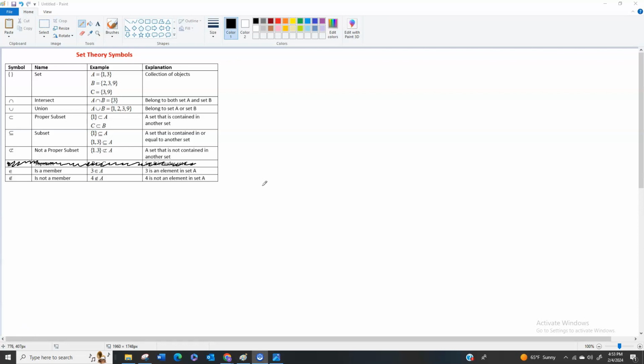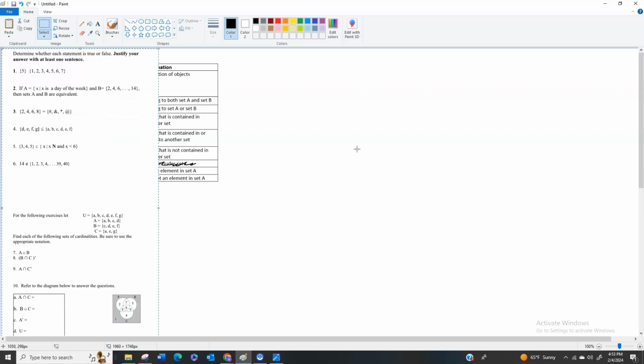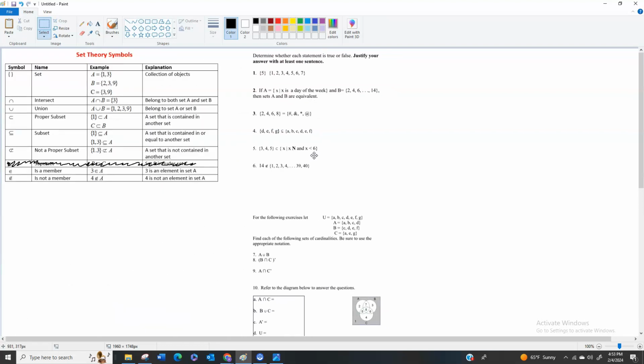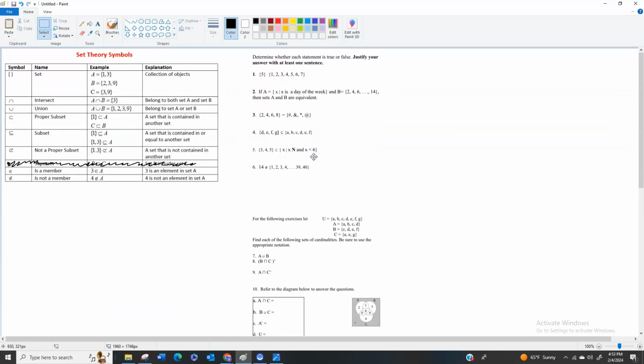So this was the sheet that was shared with me. Hold on a second. I can get it to paste into here. Okay. So I'm just going to go through this real briefly. So this first one, it asks to determine if each is true or false and justify your answer.